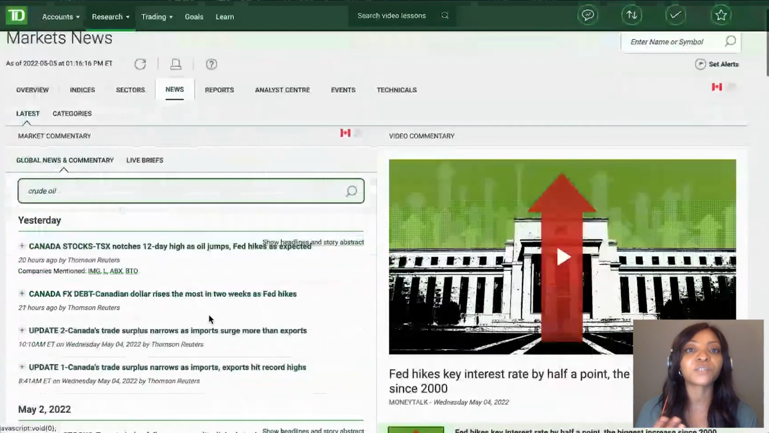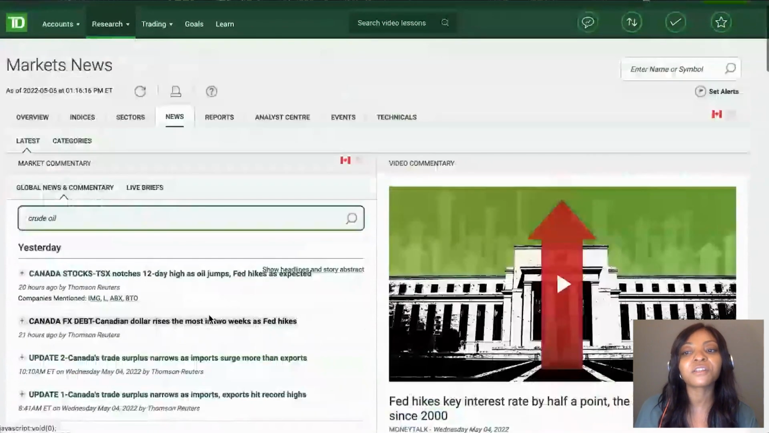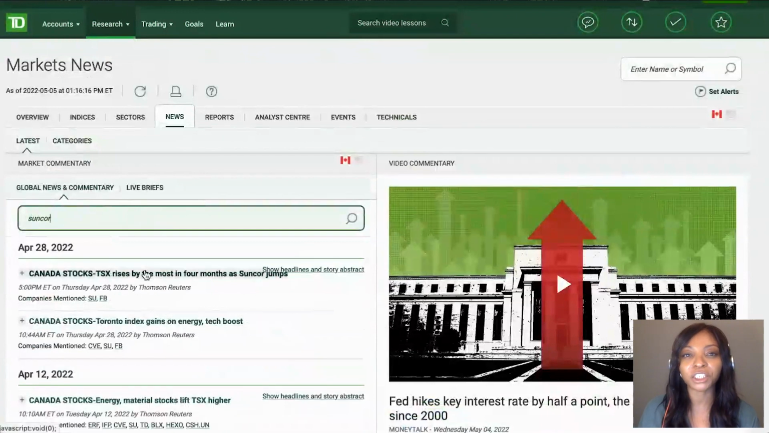If I had a specific company in mind, and let's say for this example, I'm thinking of Suncor, I'm able to type that in as well, and any news or any information about Suncor, when Suncor was mentioned, will actually pop up here. On the right as well, there's some video commentary from Money Talk, which is brought to you by TD. There's commentary from Morningstar research firm.